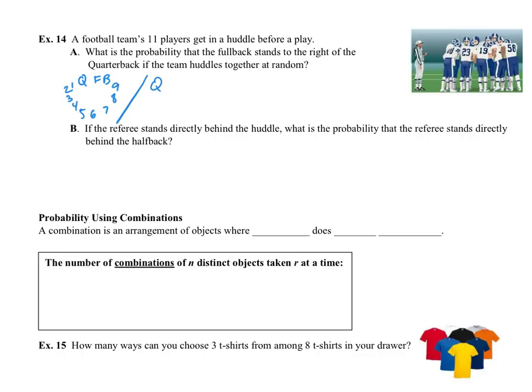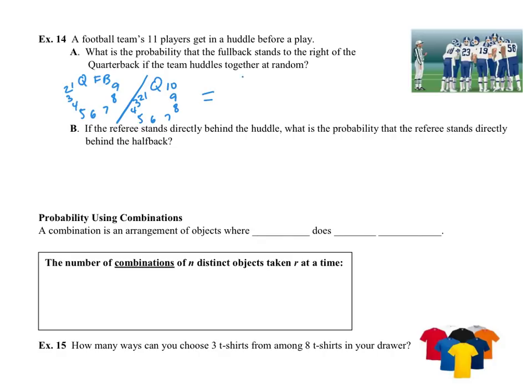So if the fullback could be anywhere, that means that there are now 10 people that could stand next to the quarterback, and then 9 in the next spot, and then 8, and then 7, and then 6, and 5, and 4, and 3, and 2, 1. So that's kind of a picture of the math we're going to write.